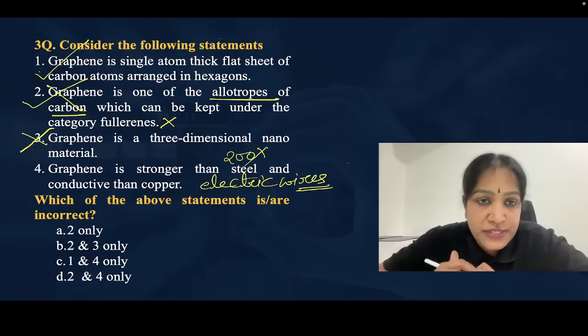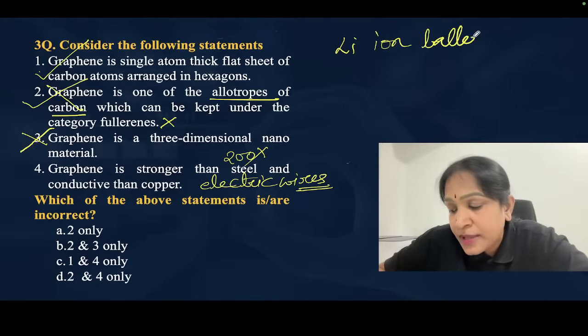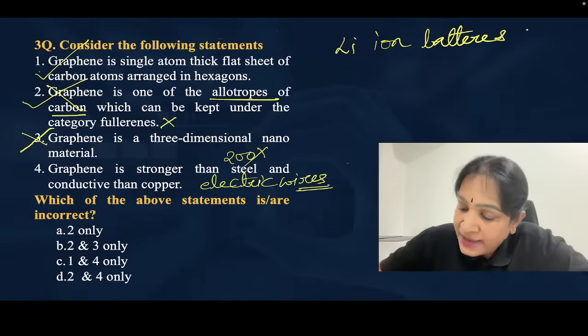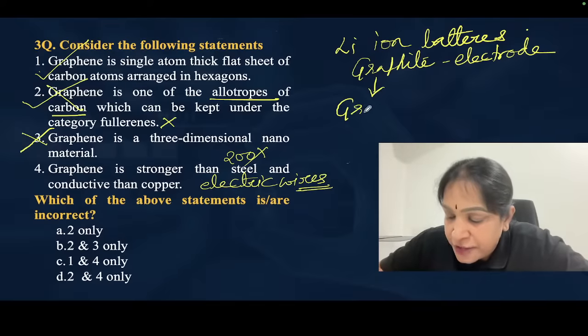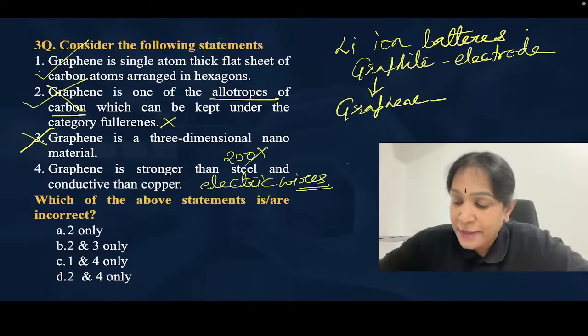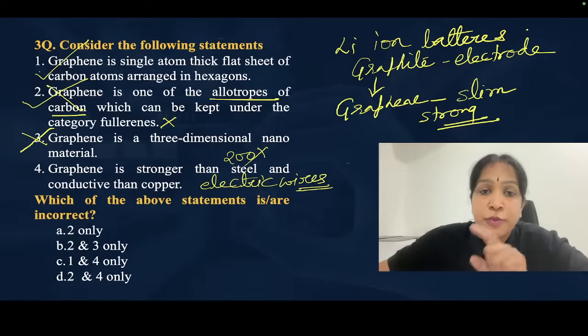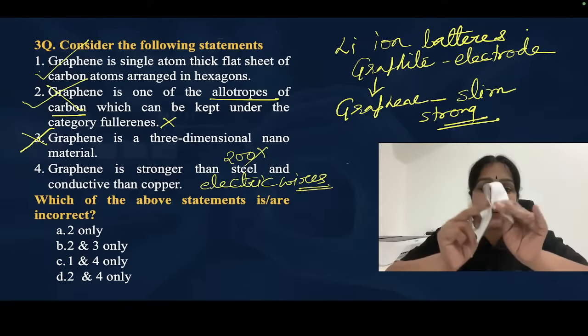For example, we have cell phones. In the cell phones, we have lithium ion batteries, isn't it? In the lithium ion batteries, normally we use graphite as an electrode. Is it clear? Instead of graphite, if we use graphene, then what happens? That lithium ion battery will be slim but strong. We get more durable and sleek cell phones. In future, our cell phones are going to be like this.